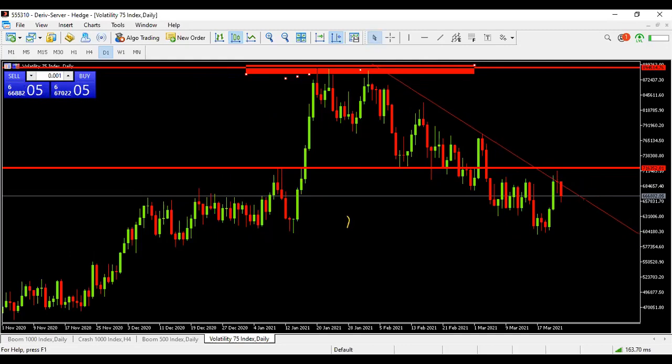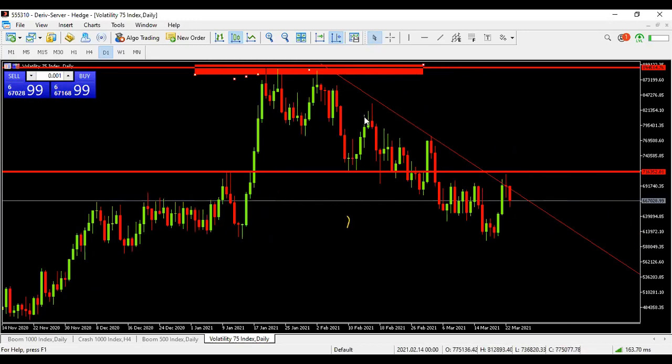Remember, a zone is not a straight line. These are called zones. You don't want to place your trade where it is. Always place your trade on a zone. This is a zone. This is a zone. This is where you want to be placing your trade.